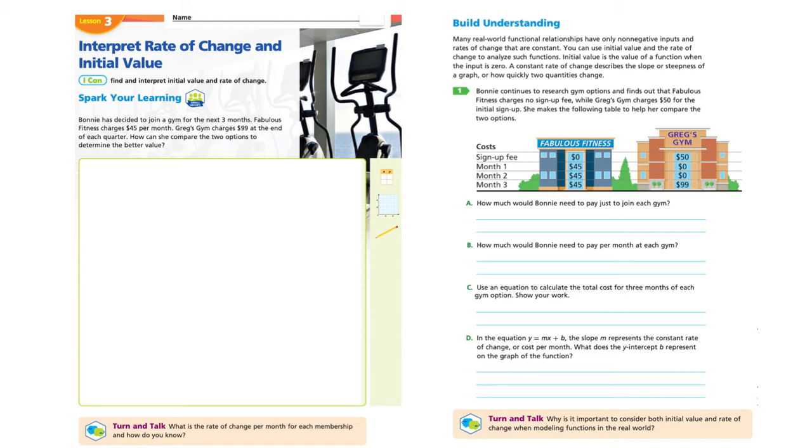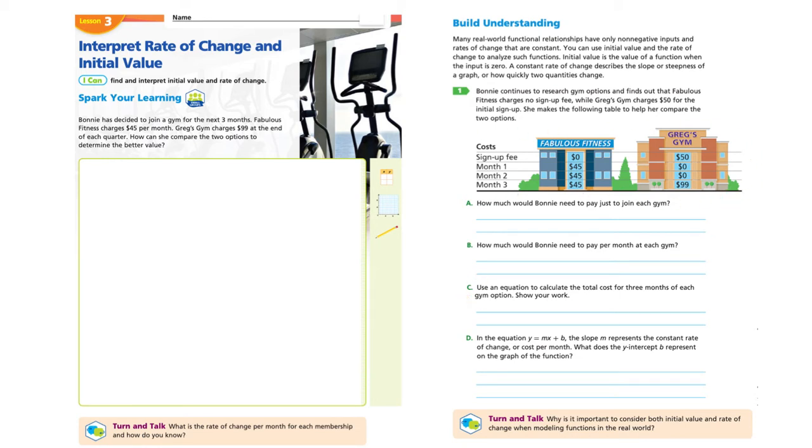So number 1 says Bonnie continues to research gym options and finds out that Fabulous Fitness charges no sign-up fee. So you're going to use these facts here in this chart. A little bit of an interesting chart or table there, but it's still a table. While Greg's Gym charges $50 for a sign-up fee. She makes the following table to help compare her two options. So for A and B, use the information that she has here to do those two.